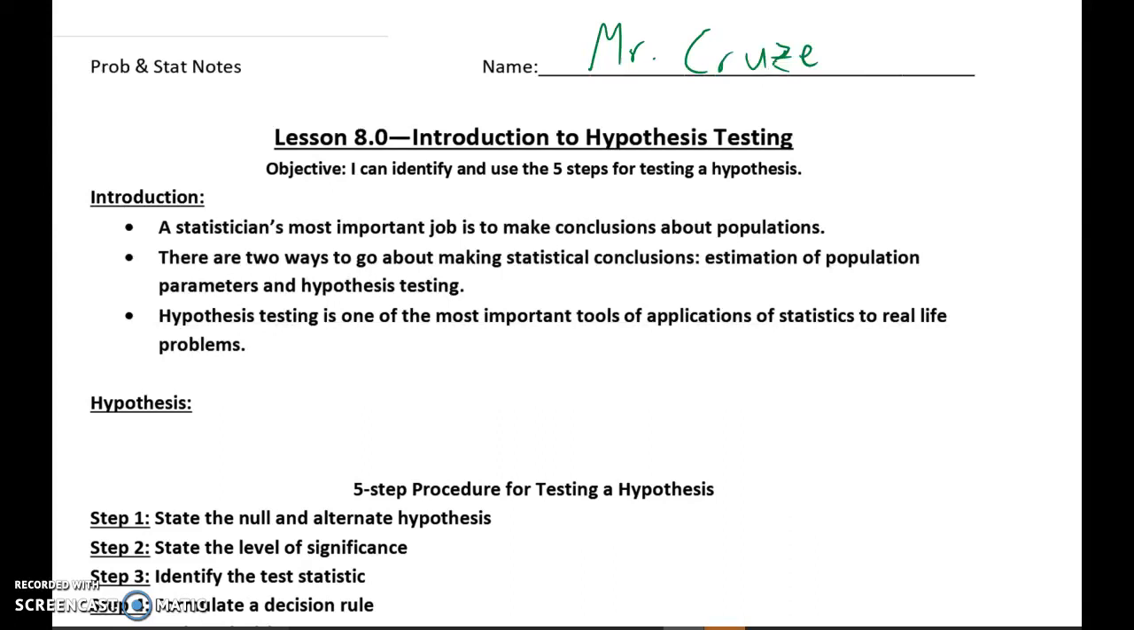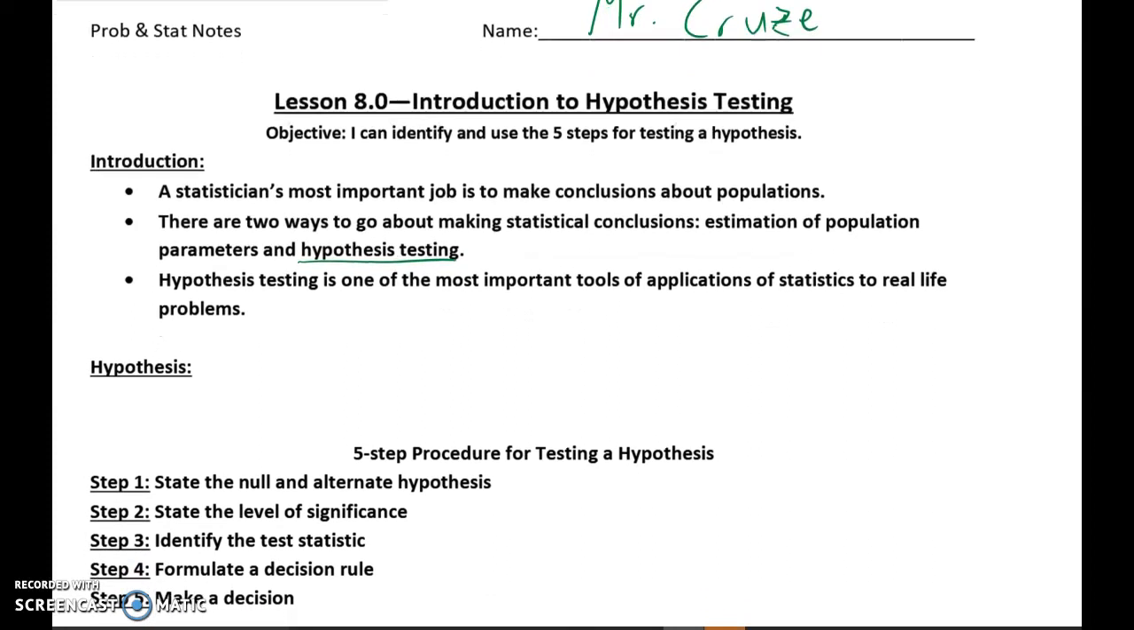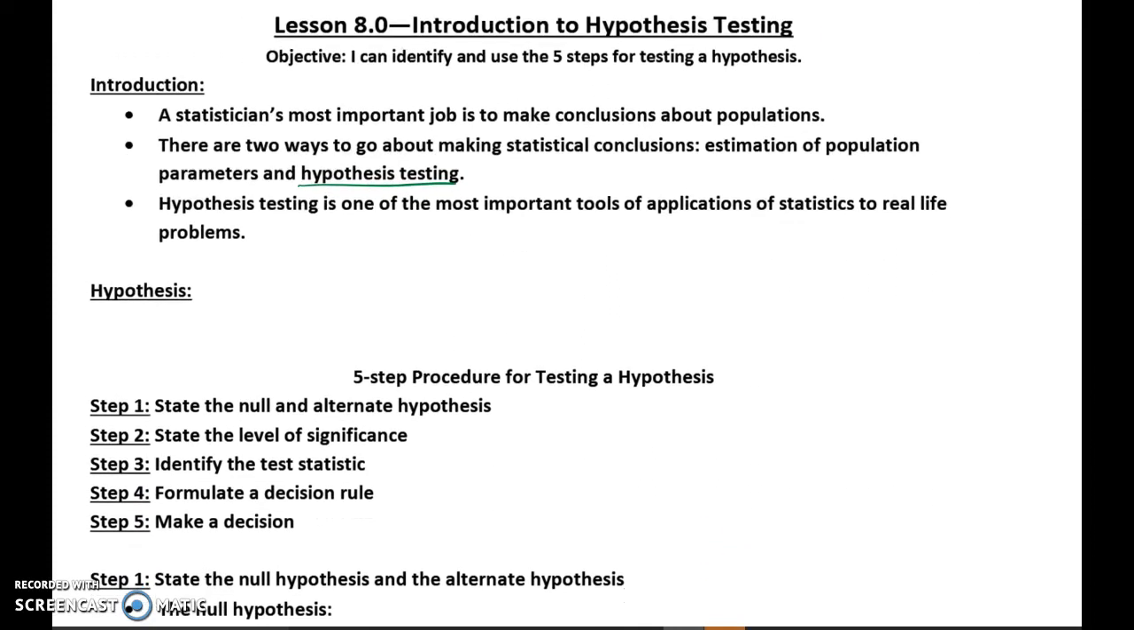And there are two ways to go about making statistical conclusions. We can estimate population parameters, okay? That's called confidence intervals, and we're not going to do much of that in this class at all. And hypothesis testing. This is the one we're going to focus on the most for the rest of the semester. It's one of the most important tools and applications to real-life problems. You've seen these probably before, you just didn't recognize it, okay?